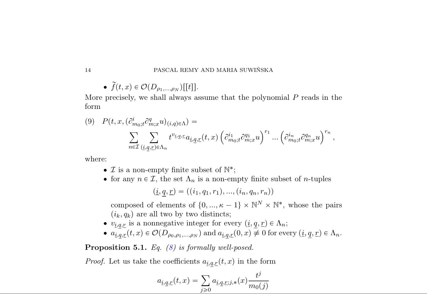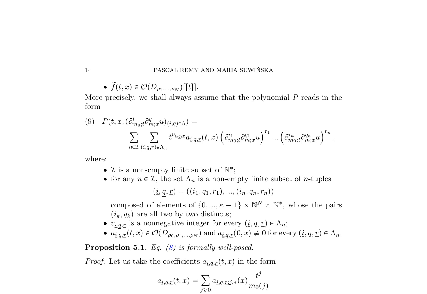The coefficients a_{q,r,p}(t,x) are polynomials in P, D, ρ0, ρ1, ..., ρn, and a_{q,r,p}(0,x) equals 0 for every (π,q,r) in Λn. According to Proposition 5.1, equation 8 is formally well-posed, with its proof involving the Taylor series expansions of the coefficients a_{q,r,p}(t,x) and the inhomogeneity f(t,x).